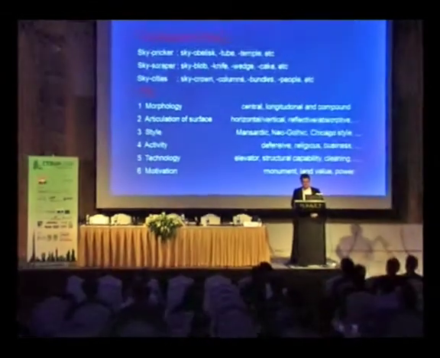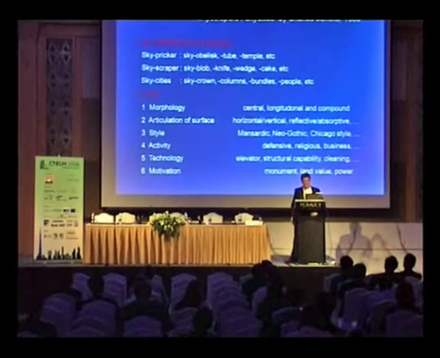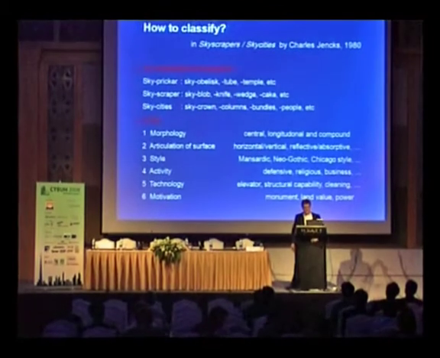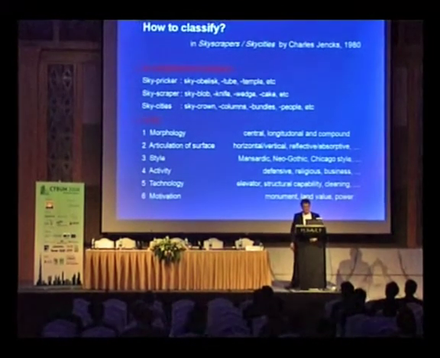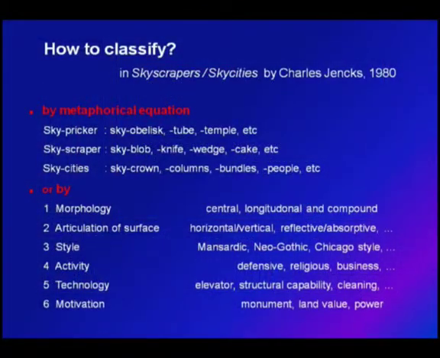He wrote about rectangular shapings, especially cylindrical. It's an old book where I found this scheme of his. He organized the various ways of describing or organizing such shapes of high-rise by metaphor, for example, sky prickers, and then there are many variants in it. They can resemble a tube, temple, etc.